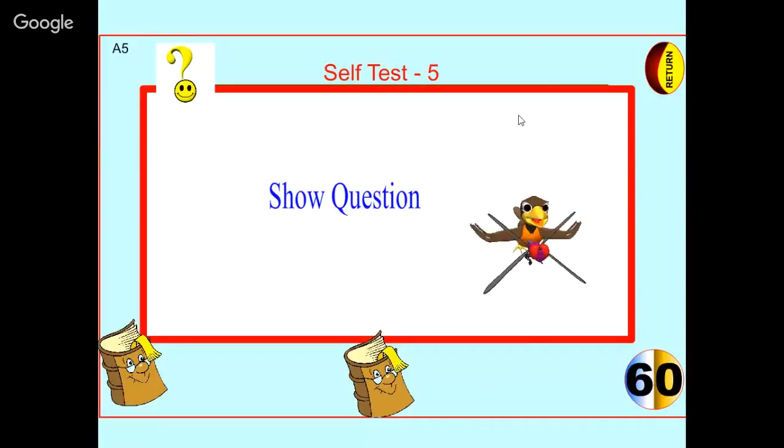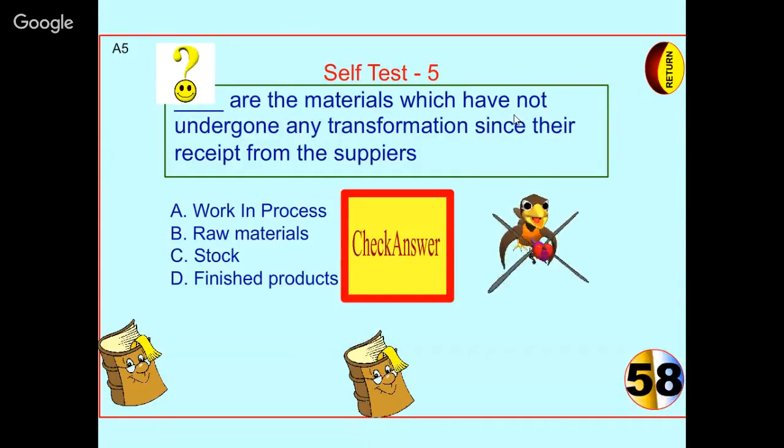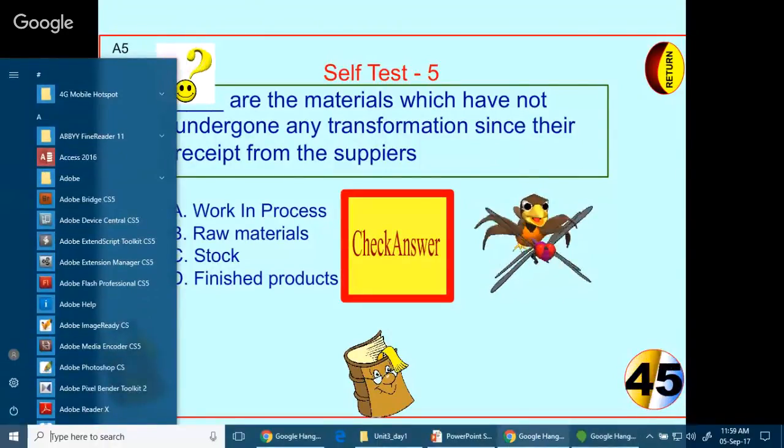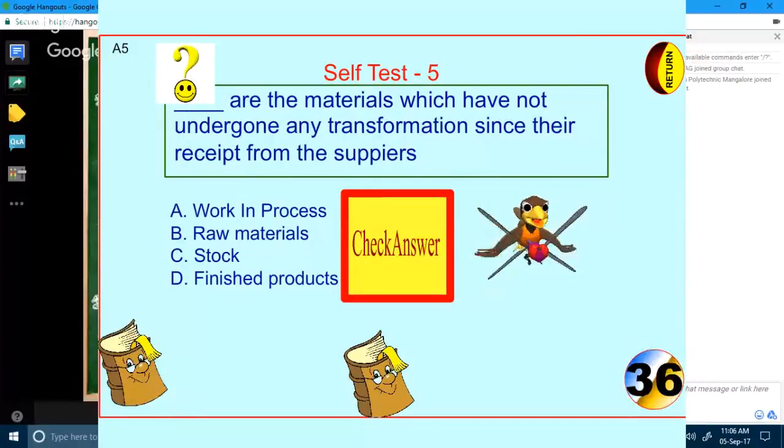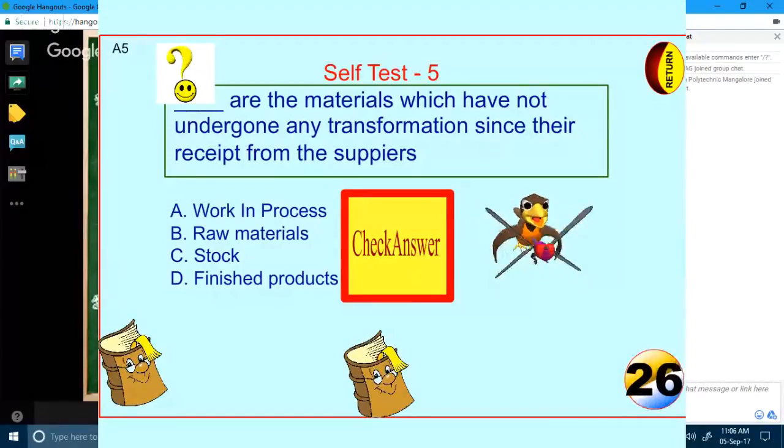This question, any team can answer through the chat window. Here comes your question. Dash are the materials which have not undergone any transformation since their receipt from the suppliers. You can look at the screen, 41 seconds remaining. The 4 answers are work in process, raw materials, stock, finished products.